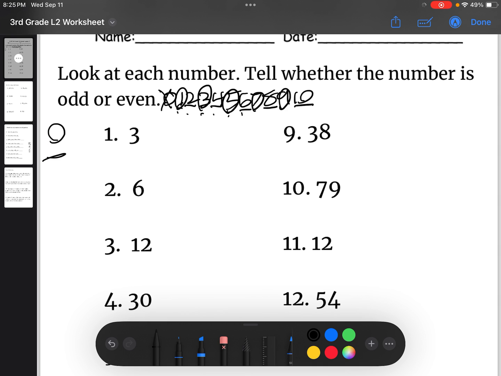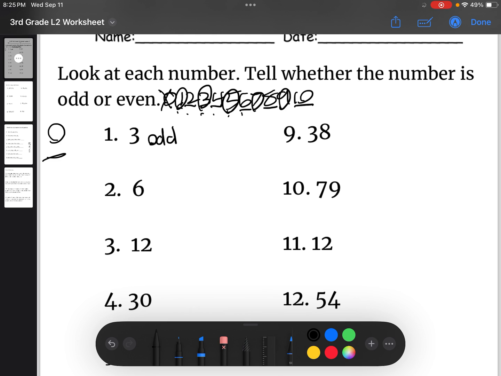So let's use this to our advantage and answer these questions. So first, number 1. Let's take a look at number 1. As we see in this number chart, 3 is an odd number. So we could just write odd here. Let's move on. However, when we get to these double-digit questions, here's a quick tactic.